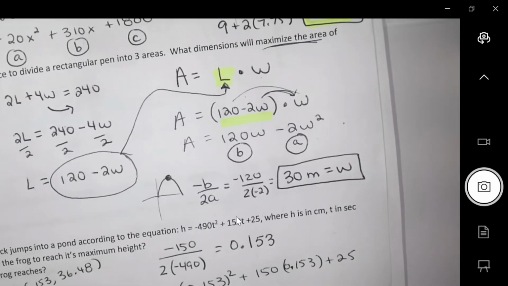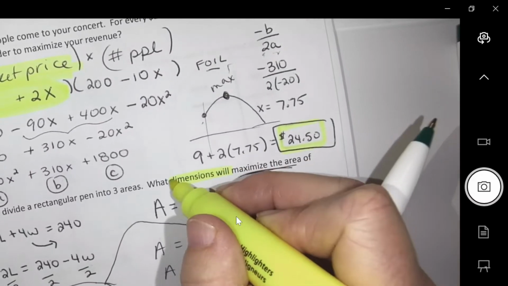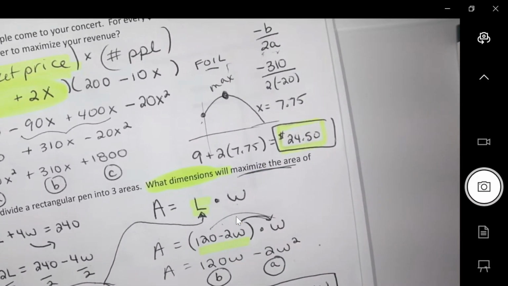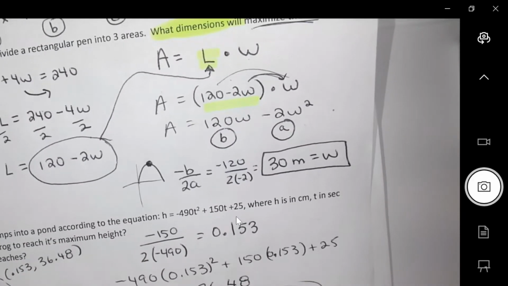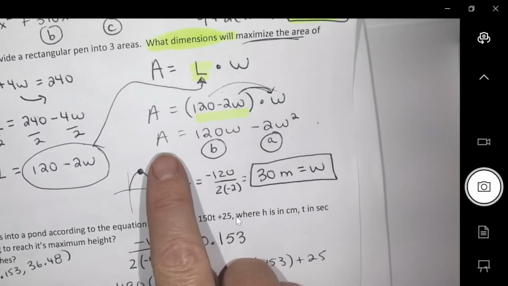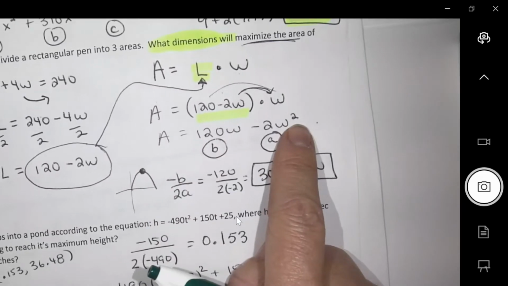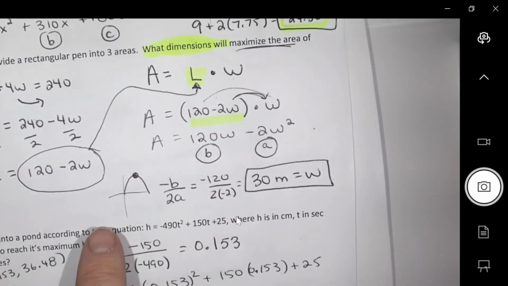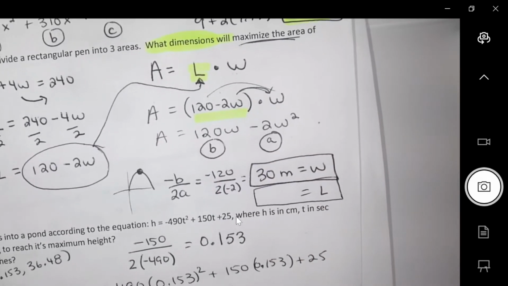Okay, what does the question ask? Does it ask me for the area? No. The question says what dimensions? Okay, so at this point we normally plug it in. If we did plug it in, it would tell me what information. If I plugged it in here, it would tell me the area. So I don't really care about the area, so I'm not going to do that plug-in. I'm going to now need to know the length. What is the length of this rectangle? So what do you want to do here?